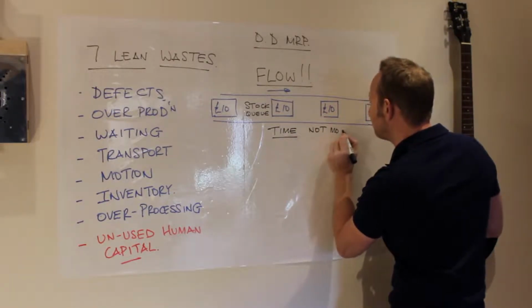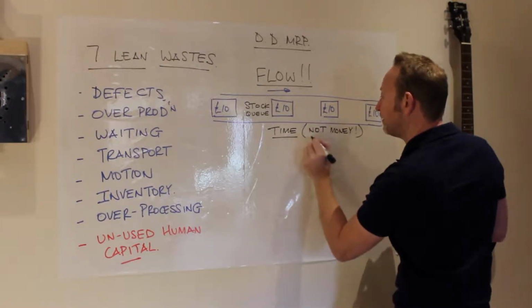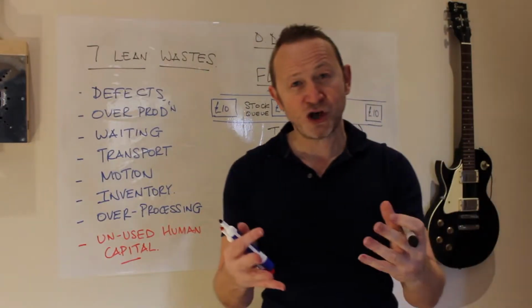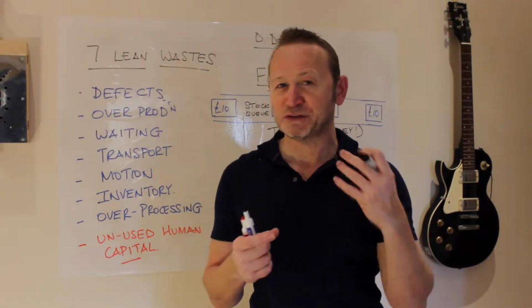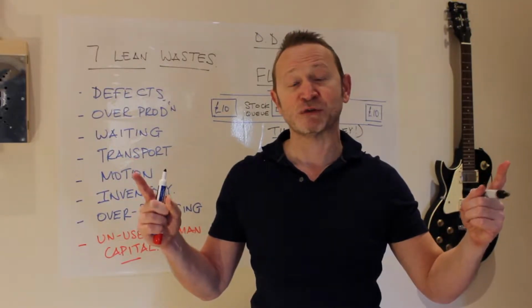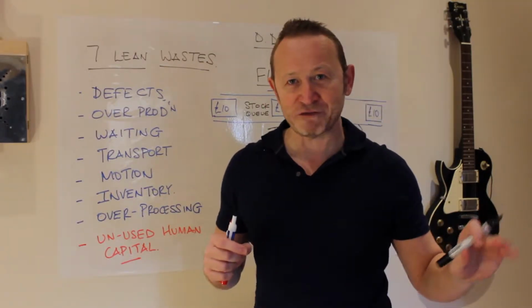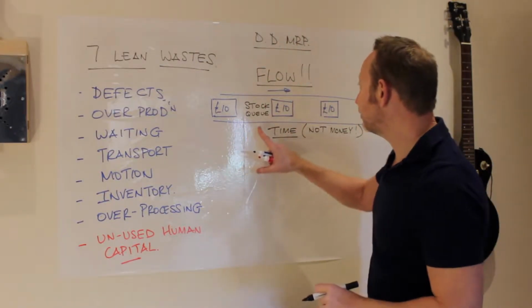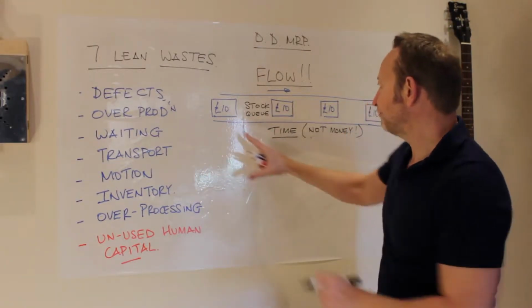We're not measuring money here. We're not measuring efficiency. Okay? We are measuring time. Lean waste is all measured in time. If you've ever measured the total waste in one of your value streams, you will have done it using time. We never use money in lean. Okay, so we've got waiting, we've got transport.